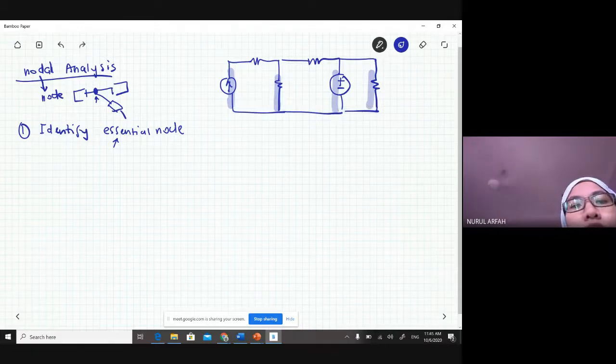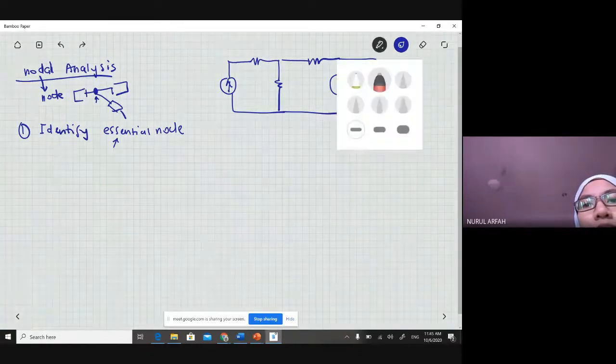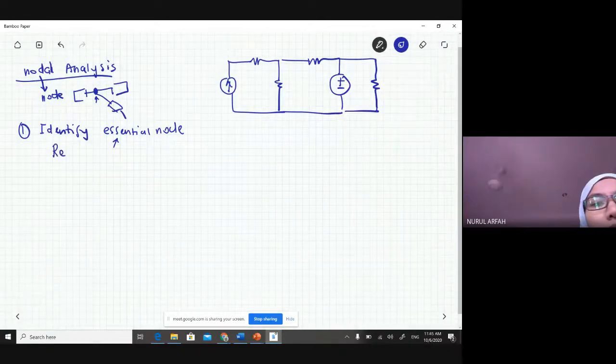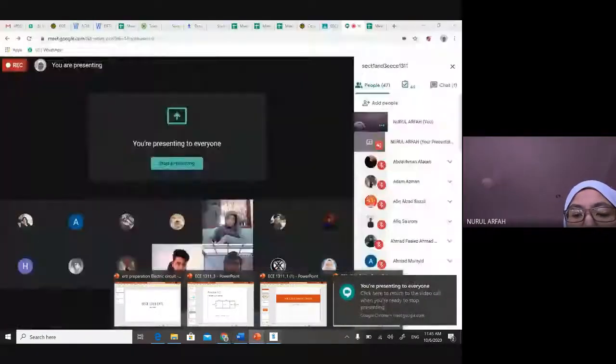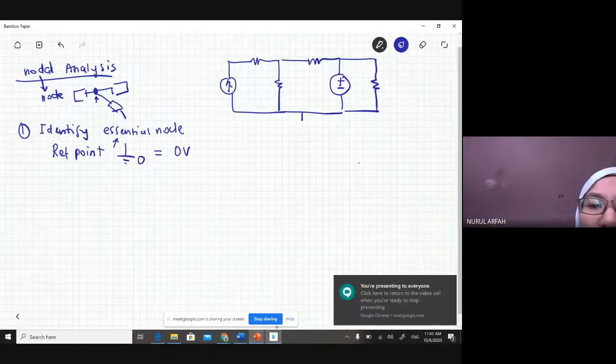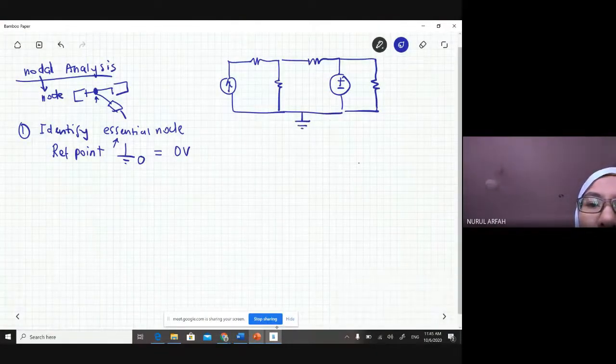Okay, so because of that, we consider that node as your reference point. And then put a reference point. What is a reference point? It's basically ground, which is equal to 0 volt. Okay, so you put that here, with 0.